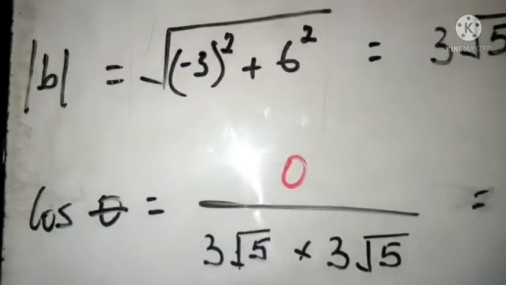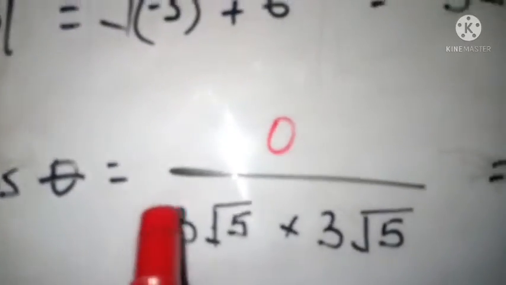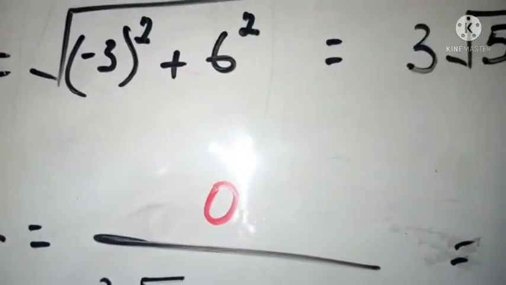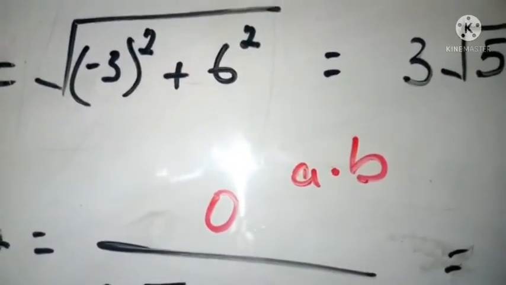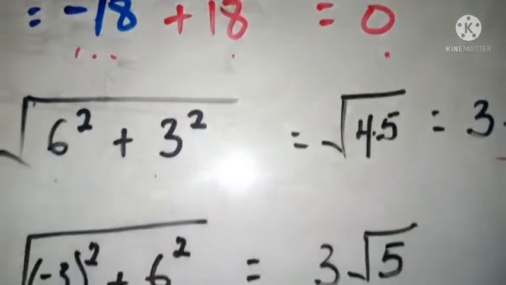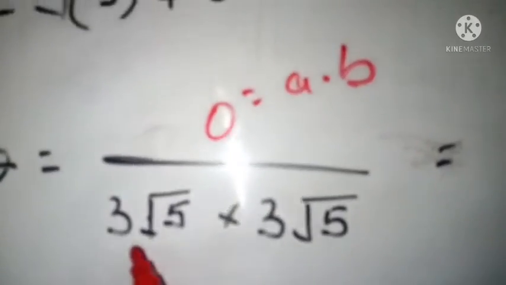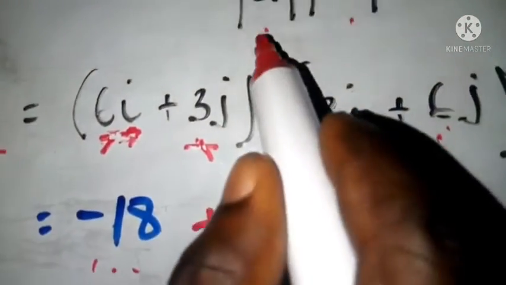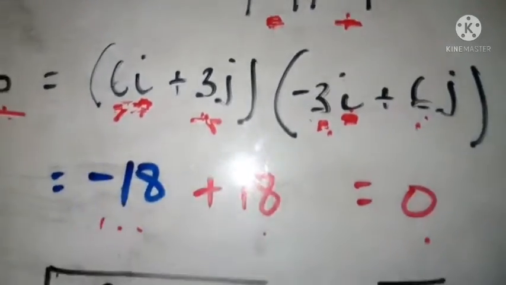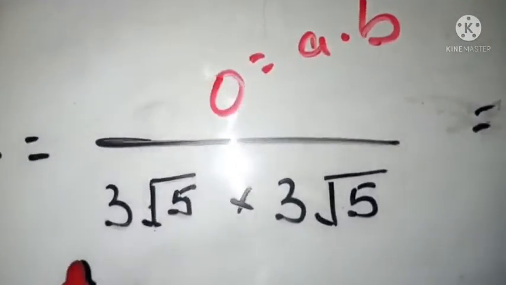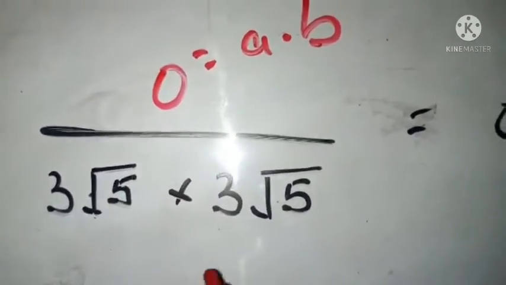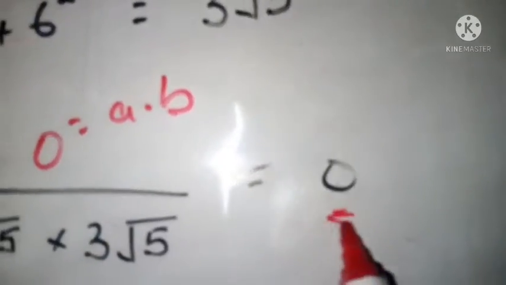So what do we do? Just plug in. We have cos theta equal to 0. You remember this 0 is coming from this times that; the 0 is what we got after we multiplied. Then 0 over the lengths: the distance that you took and the distance of your friend. So here you have 3 root 5 multiplied by 3 root 5. So 0 divided by that should be 0, so the answer is 0.